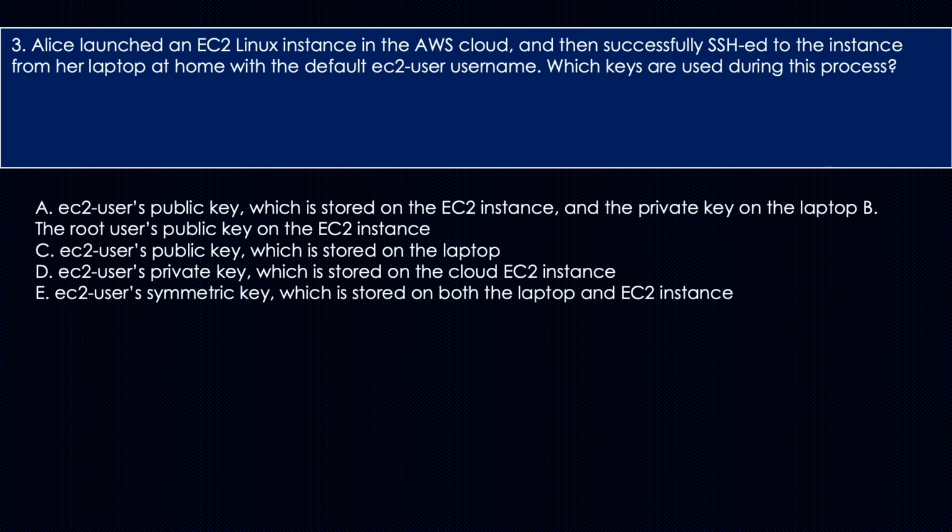www.google.com. 3. Alice launched an EC2 Linux instance in the ORS cloud, and then successfully SSH'd to the instance from her laptop at home with the default EC2 user username. Which keys are used during this process? A. EC2 user's public key, which is stored on the EC2 instance, and the private key on the laptop. B. the root user's public key on the EC2 instance. C. EC2 user's public key, which is stored on the laptop. D. EC2 user's private key, which is stored on the cloud EC2 instance. E. EC2 user's symmetric key, which is stored on both the laptop and EC2 instance. Answer: A. EC2 user's public key, which is stored on the EC2 instance, and the private key on the laptop.